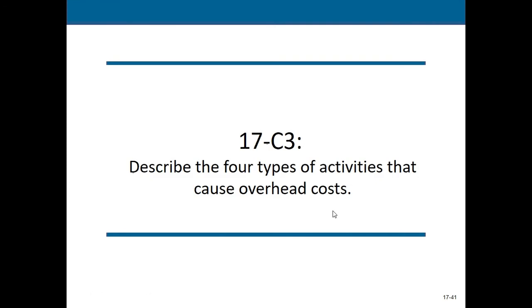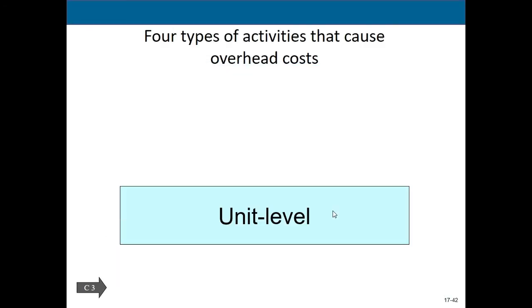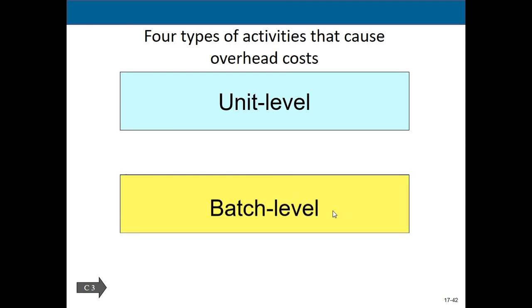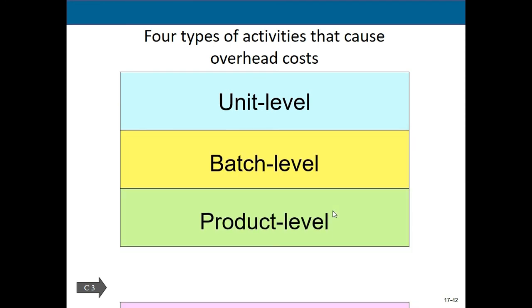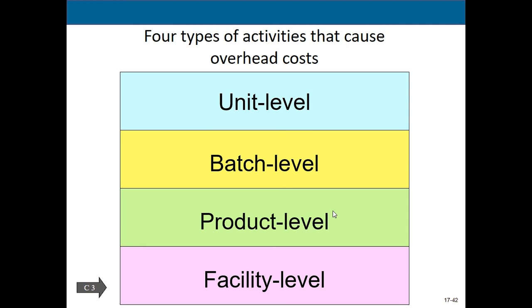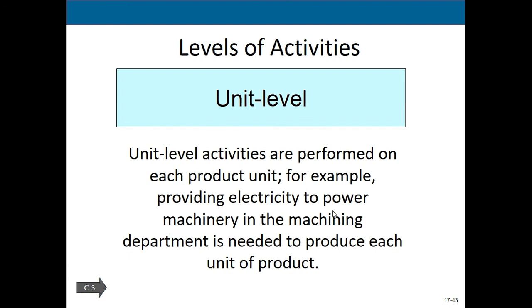All right, let's just talk real quick. We're almost done with this. We'll talk real quick about a few types of activities that cause overhead cost. Again, the most difficult part of applying activity-based costing is trying to figure out how to pool those activities up. Well, the best way to look at it is to look at an activity and say, is it a unit level activity, a batch level activity, a product level activity, or a facility level activity? Let's just talk about each of those real fast.